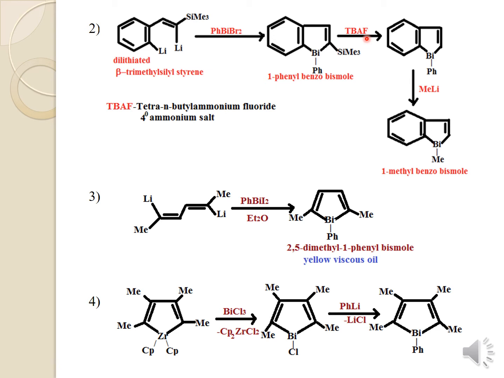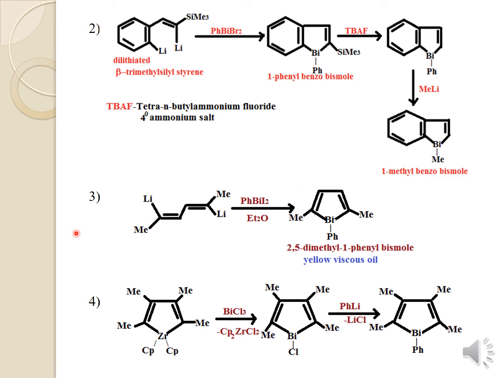Quaternary ammonium salt, which acts as a protecting group for silyl ethers. TBAF is the protecting group for the silyl ethers. When this gets protected, you will result in this structure. And then when this compound is treated with methyl lithium, phenyl lithium gets cleaved out, resulting in the 1-methyl benzobismole.